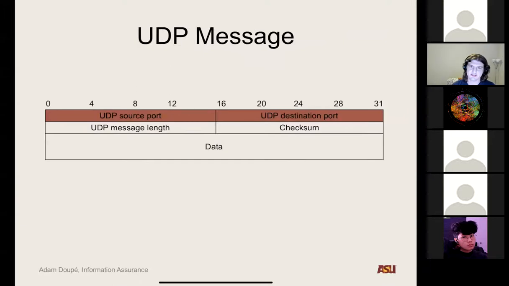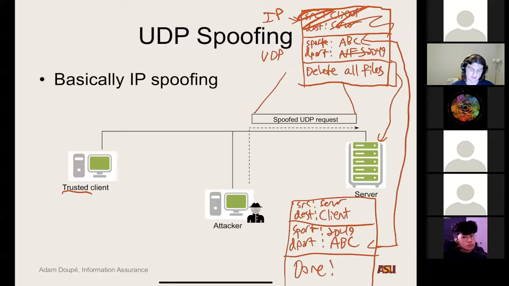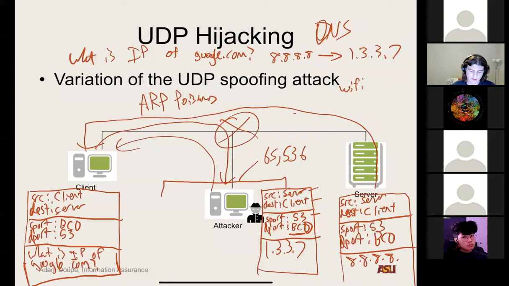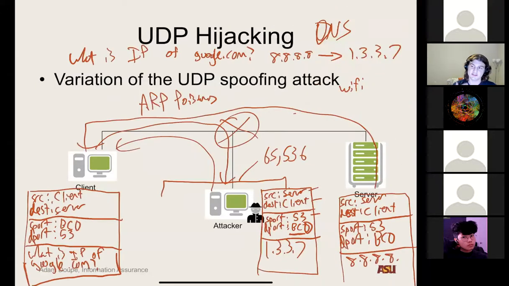Right, so this is the UDP message. UDP adds a source port and a destination port. We also have some other things that we don't really care about, but for our purposes, the main thing UDP adds on top of IP is the port abstraction. So as we mentioned, when a client wants to make a request to a service, it sends a UDP packet.